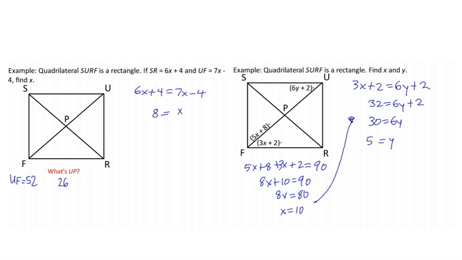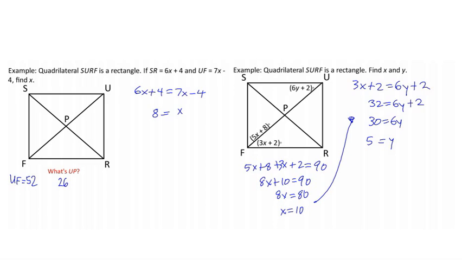I subtracted 6x and then I added 4 to both sides. Once that is done, if we wish to answer this question, what's UP, we would need to find the length of UF. I did that by plugging in x is 8 into this expression, or into this equation for UF. It's 52. Moreover, we know that UP is exactly half of UF because in all parallelograms, the diagonals bisect each other.